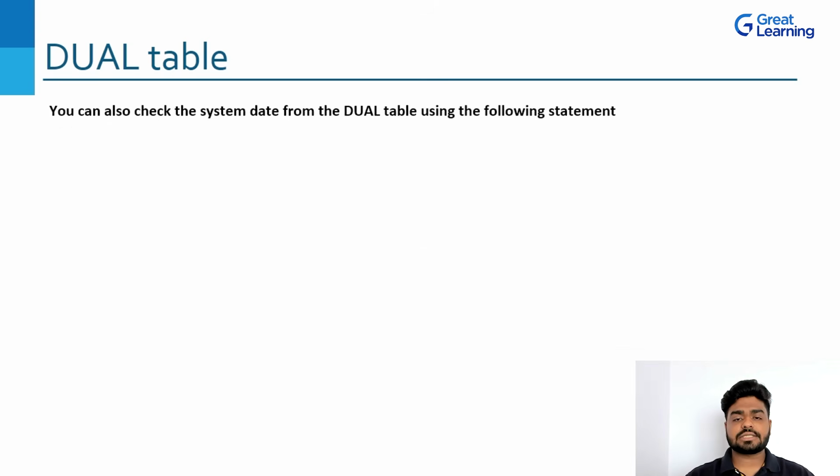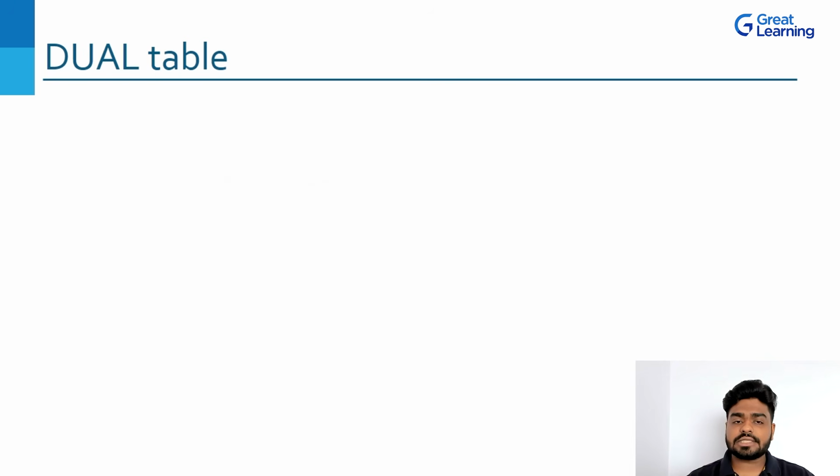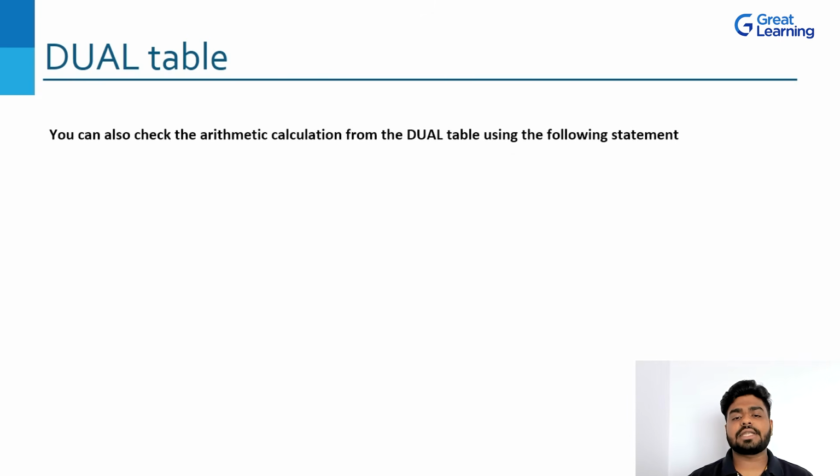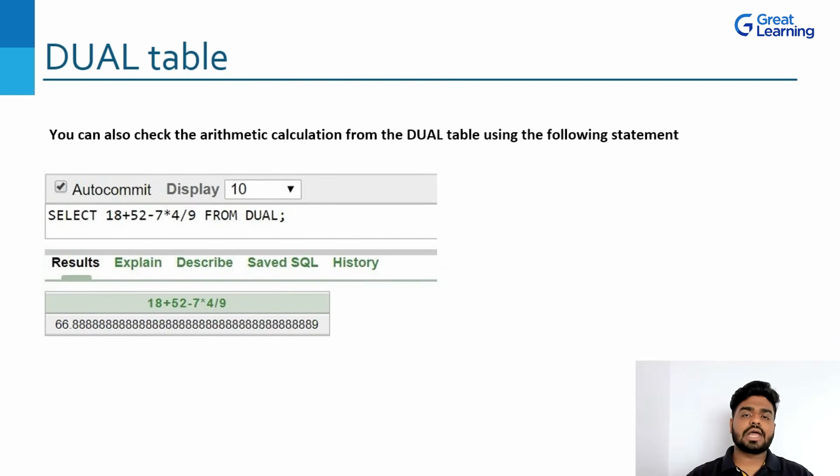You can also check the system date from the dual table using the following statement. And you can also check an arithmetic calculation from the dual table using the following statement. Let's say I have some formula or an equation and I want to execute that. This is what the dual table will give you. It will give you the answer, whatever answer comes. And this is my dual table. So this was all the miscellaneous topics around SQL and the Oracle database. Now we will jump to the new topic and let's understand what all things are there in that topic.